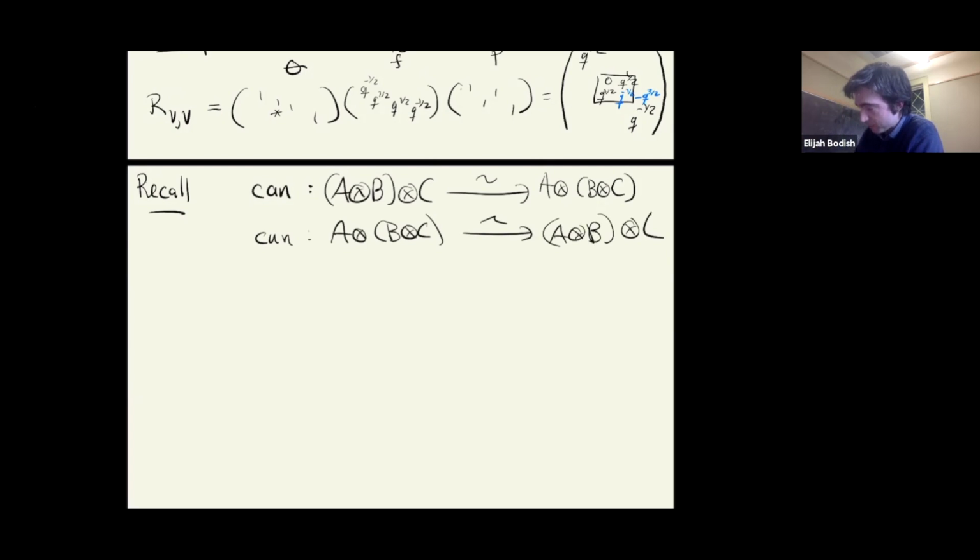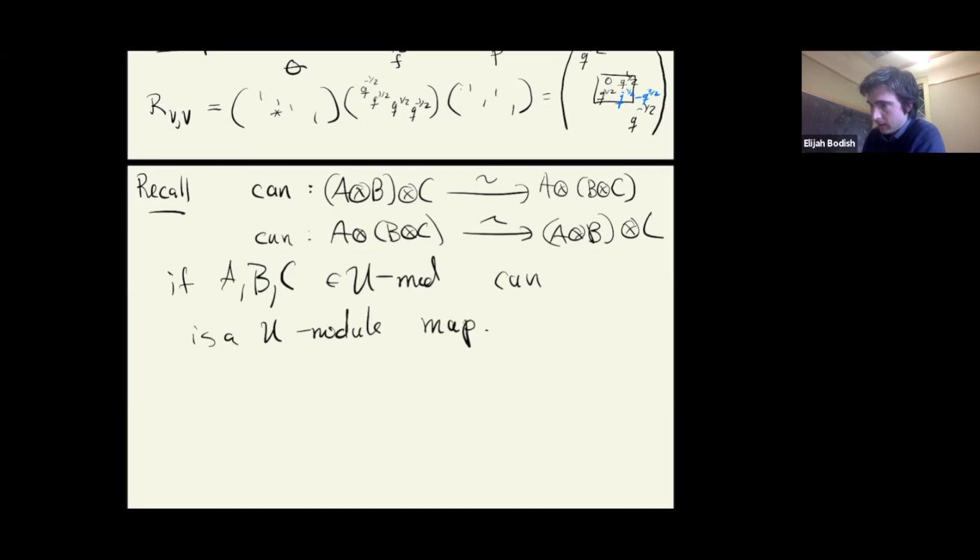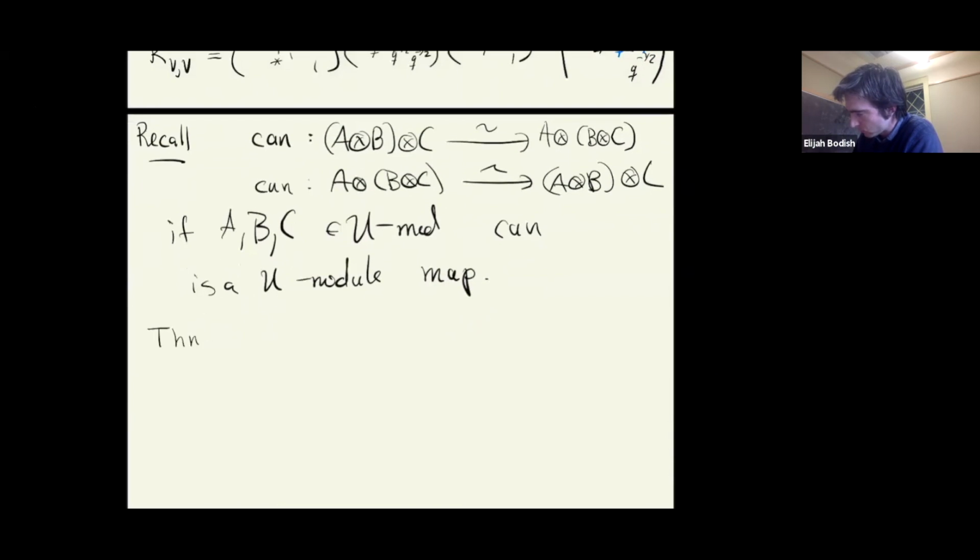If I'm looking at A tensor B tensor C, and the 3 of these are U modules and I'm trying to define a U action on them, there's 2 obvious ways. I could act on A tensor B and then act on A tensor B tensor C, or I could act on A and B tensor C and then act on A tensor B tensor C. Because the co-multiplication of U is co-associative, these maps are actually U module isomorphisms. So if A, B, C are in U-mod, can is a U module map. These canonical isomorphisms play a role in the thing I'm about to write down. The second theorem, which is true in general but I'm stating it now only for SL2, is that the following diagrams commute.